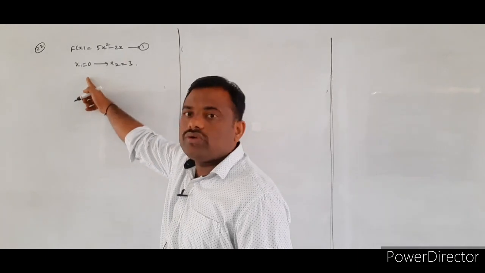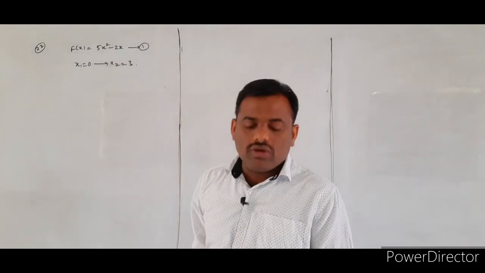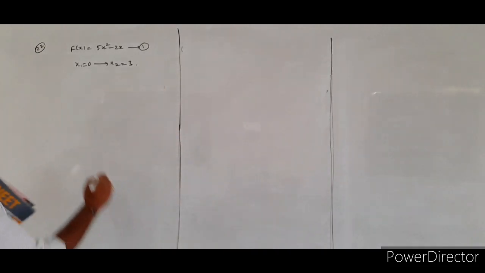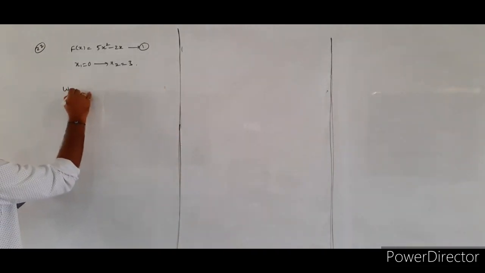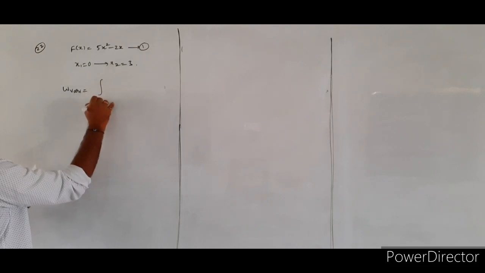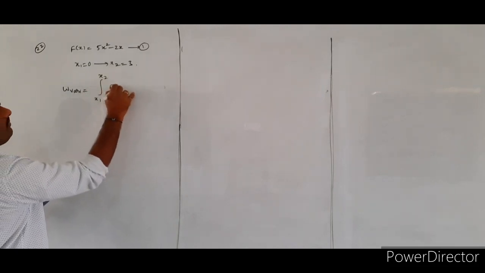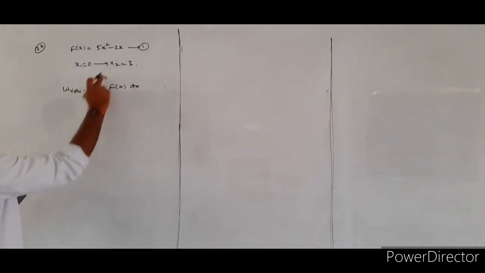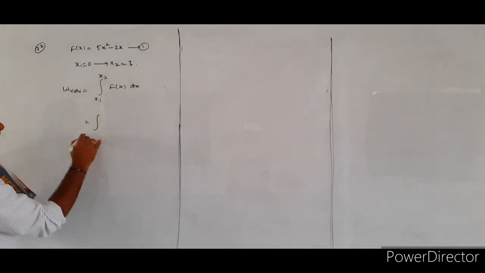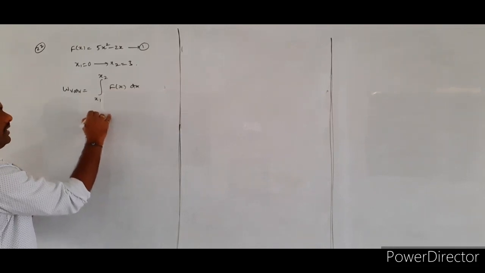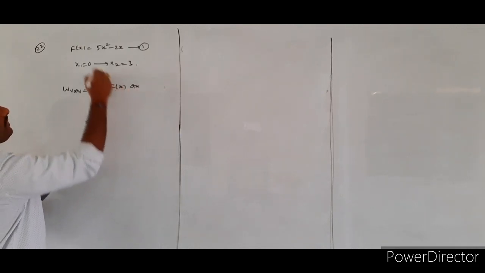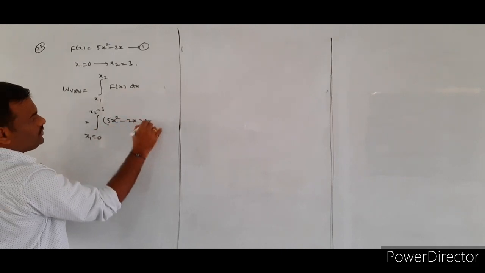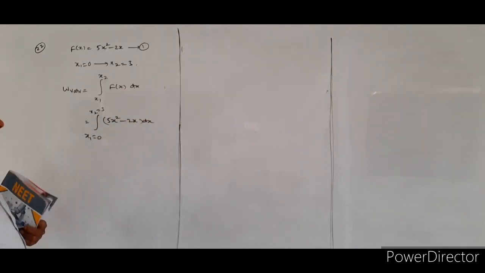Origin means x1 is equal to 0, up to the point x2 is equal to 3 meters. So we are going to calculate the work done by the variable force. As already discussed, work done by the variable force is equal to the integral from x1 to x2 of f of x dx. The limits are from 0 to 3. F of x is 5x square minus 2x, into dx.